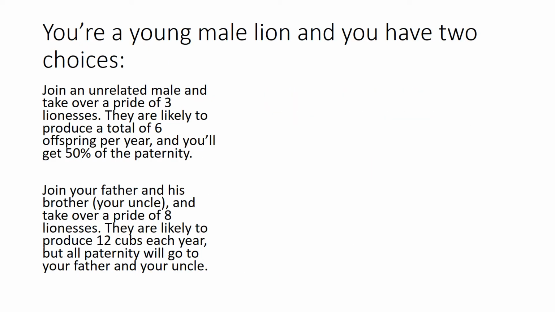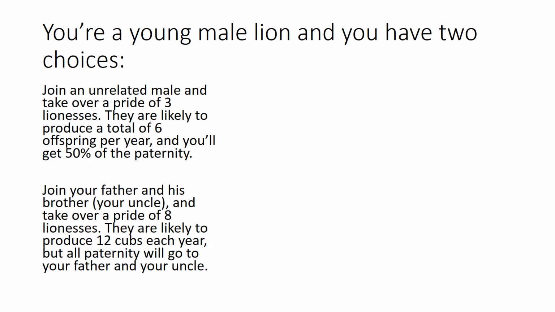So let's say you're a young male lion and you have two choices. You are looking to join a coalition to take over a pride of lionesses, and you can either join an unrelated male, control 3 lionesses with whom you will collectively sire 6 offspring per year. So you'll get 50% of that paternity.